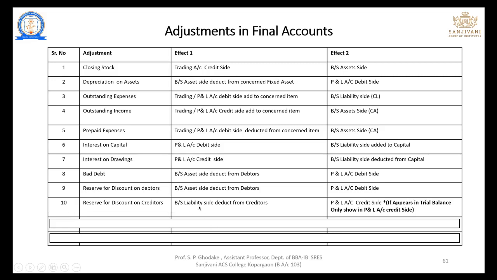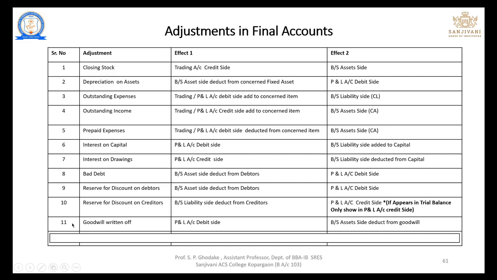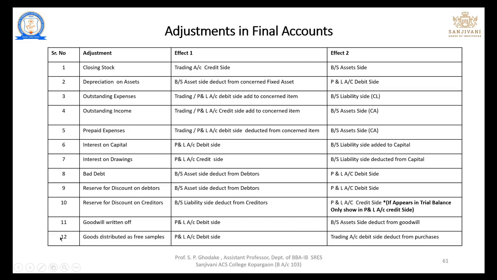It should be balance sheet liability side, deduct from the creditors, and the second effect, profit and loss account credit side. If it appears in the trial balance, then only you have to show it in the profit and loss account credit side. Then next, goodwill written off. The first effect is profit and loss account debit side, and second effect is balance sheet asset side, deduct from goodwill. And the last adjustment is goods distributed as free samples.